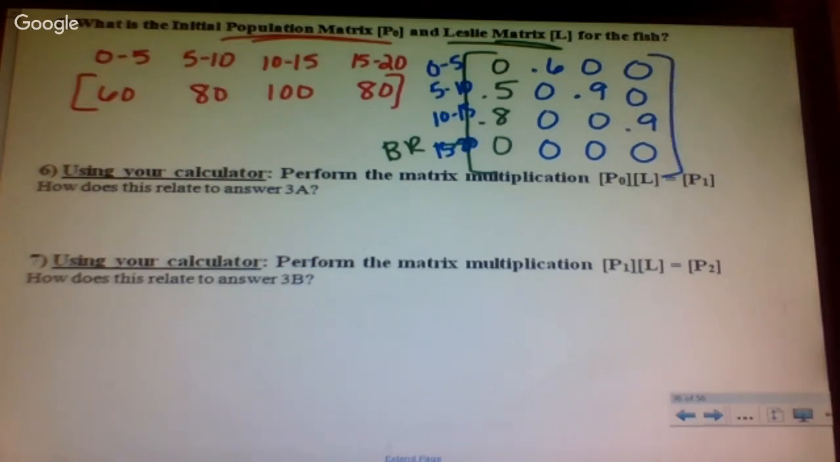Now we have to multiply them. This is the setup. But now that we have this, the multiplication is easy. So please go ahead and put this in as matrix A in your calculator, and put this in as matrix B in your calculator.